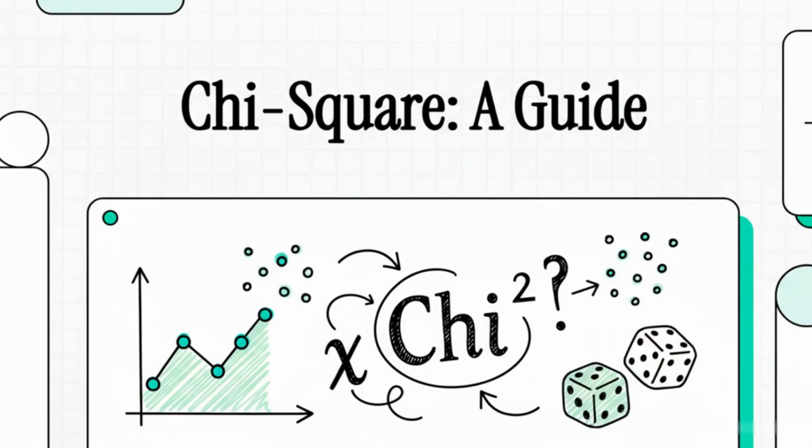You ever look at some data and just wonder, is that pattern you're seeing a real, legit trend, or is it just a total fluke? Well, let's get right into it, because today we're going to break down the chi-square test into super simple steps so you can figure that out for yourself.